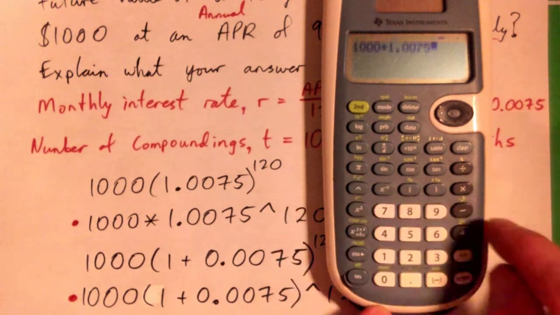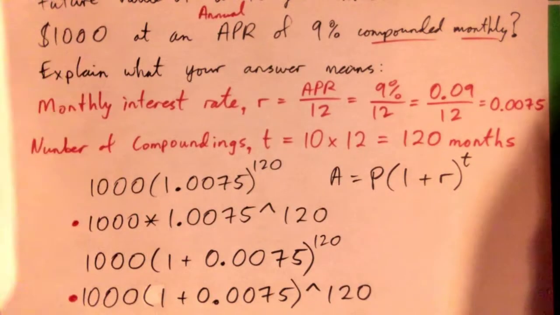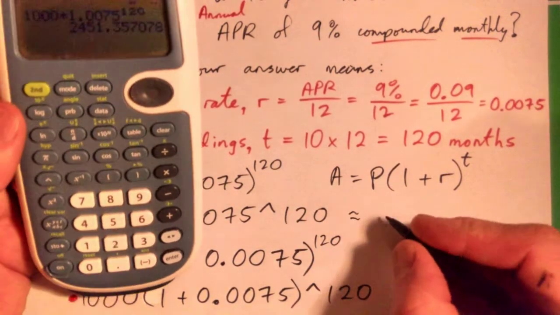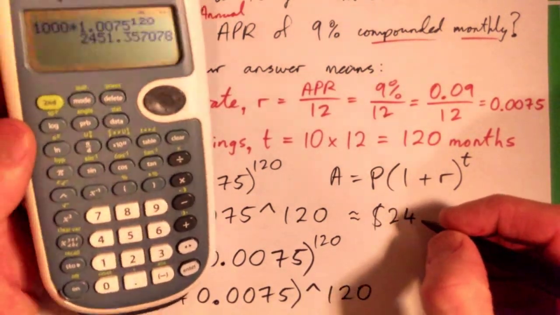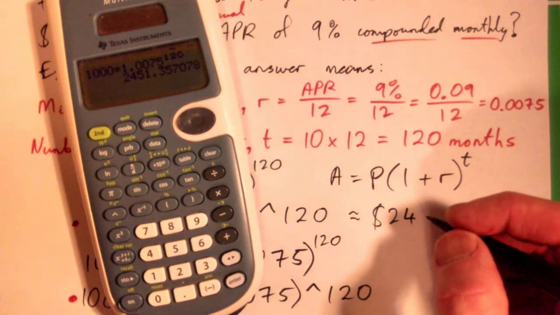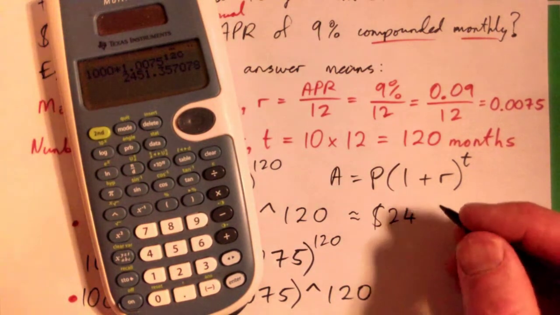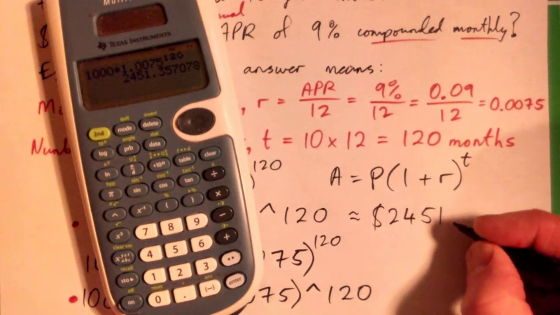Lovely. 2451.35 or 36. We'll round it to that. So 2, 4. Did it tell us to round anything actually? No, it didn't. That's okay. Just give to the nearest cent. There's no point giving less than a cent. That doesn't make any sense.